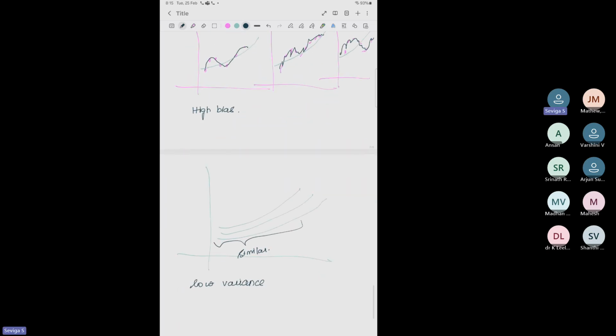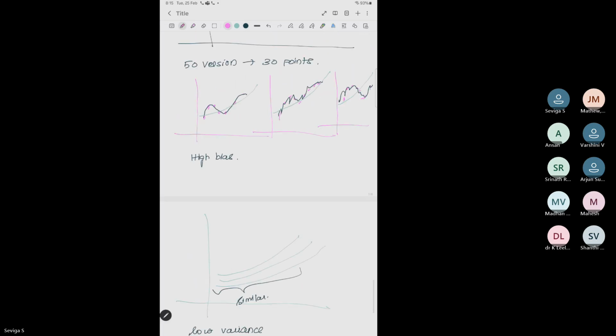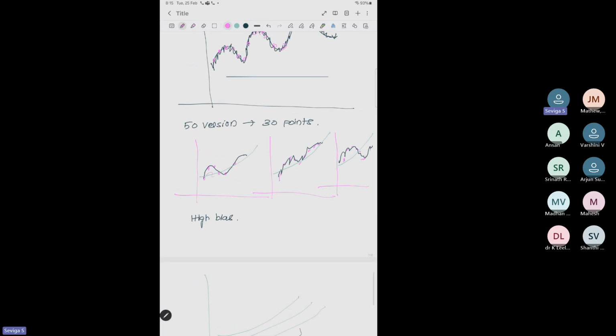So now let us imagine that we have other curves. We are fitting another curve like this. So these pink curves are flowing through most of the points, and they have a lot of hills and valleys. So we can say that they have low bias because they are passing through most of the points.